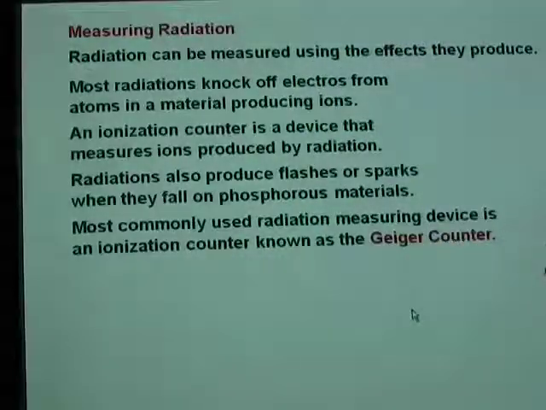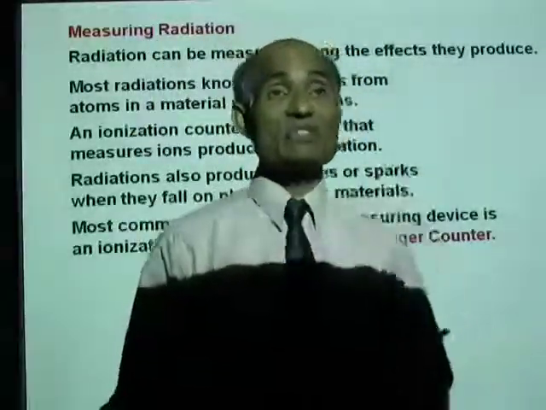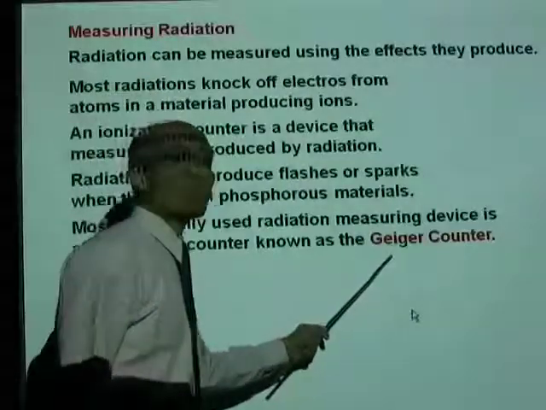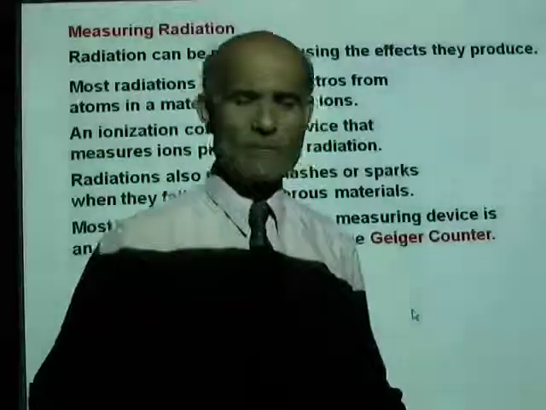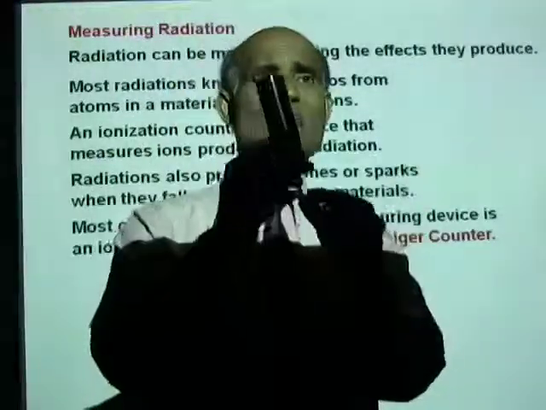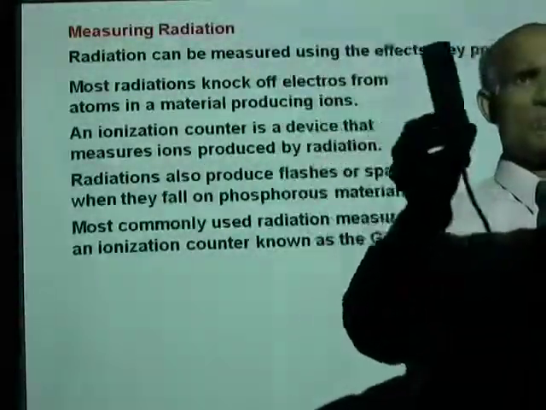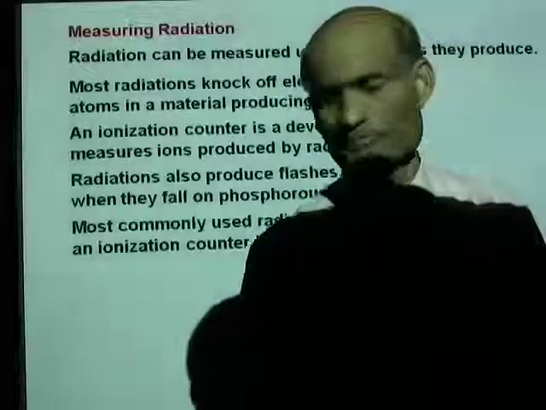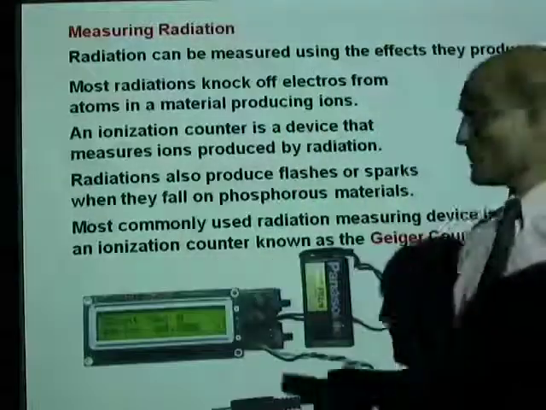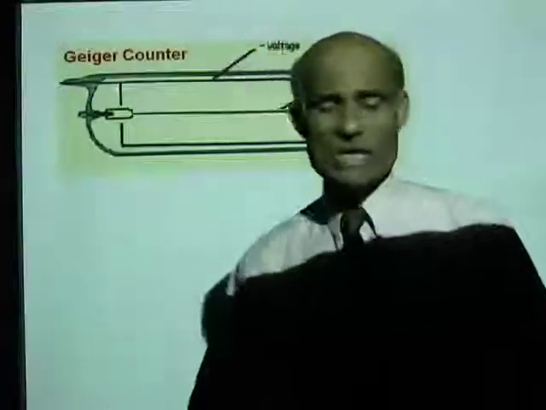Now, the most commonly used radiation measuring device uses the property of ionization, and it is the Geiger counter. I have a Geiger counter in here. This is a Geiger counter. Let me see if I can put it in a place where light will show on it. Now, what is it made of? Well, that is just a picture, which is not very useful. But I have a diagram that shows what a Geiger counter is.